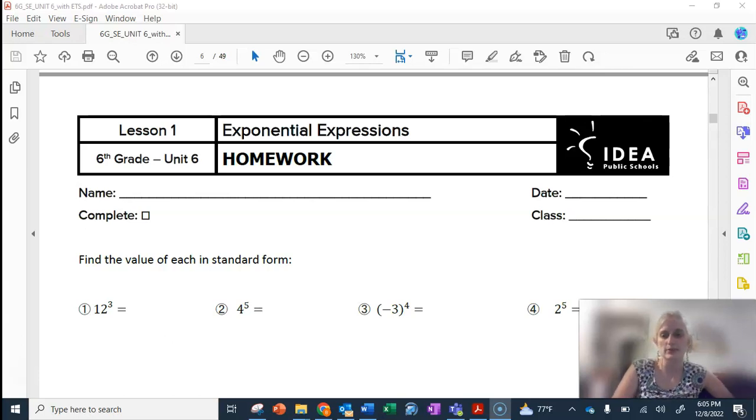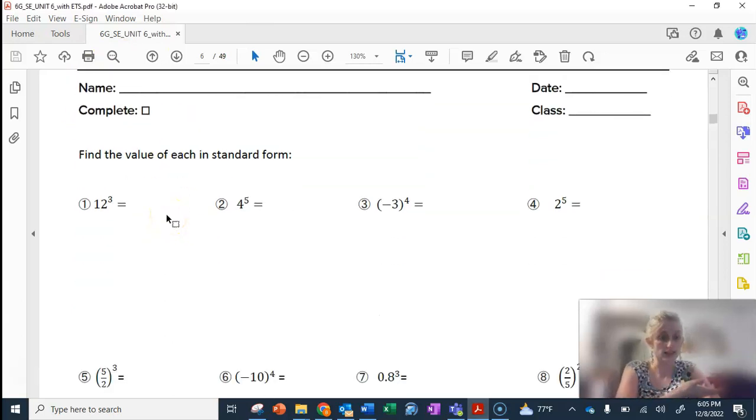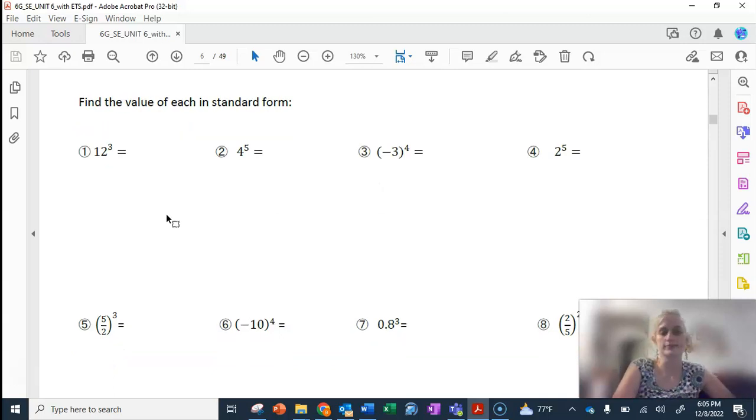So we're doing exponents, and the question says to find the value, that means find like the answer, the number, of each of these exponents in standard form. Standard means regular, so let's find what the answer is after we do these exponents. Remember that you want to multiply your base, your big number, on only that number.